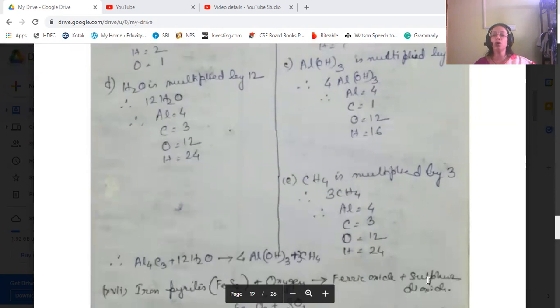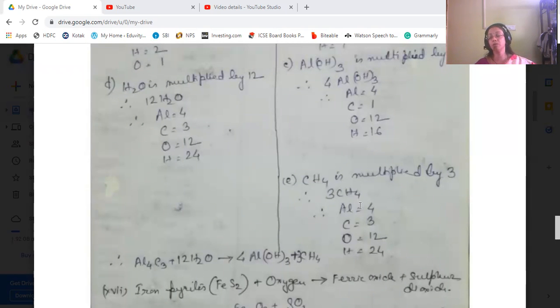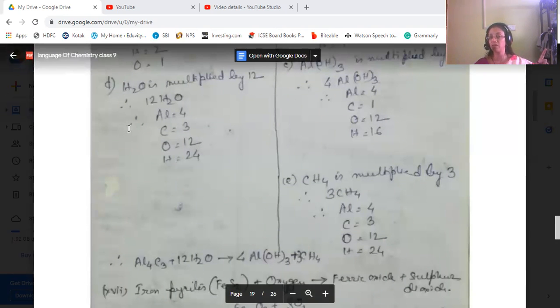Now on the product side, CH4 is multiplied by 3. So now it's 3CH4. So now on the product side, it becomes Al is equal to 4, C is equal to 3, O is equal to 12, H is equal to 24. Now this matches with the reactant side. Say, the D step and E step.